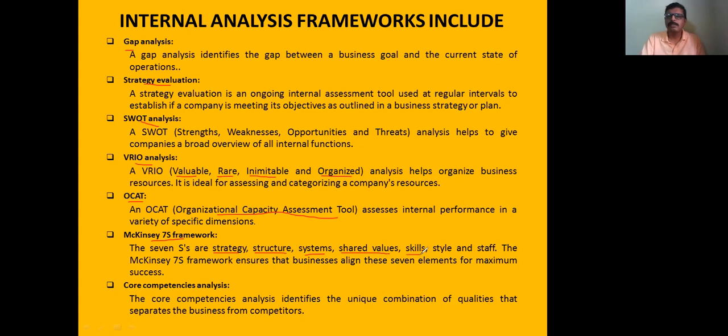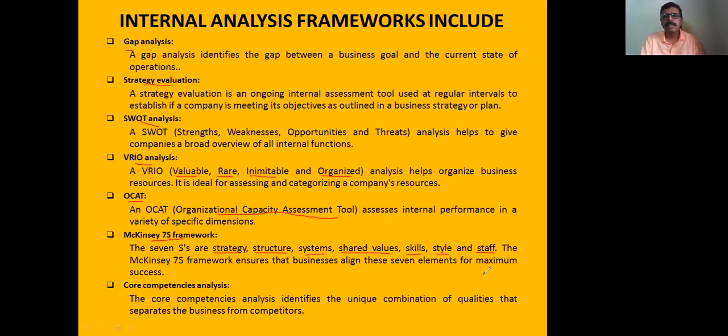Next, skills: whether training must be provided, the HR strategies, or whether performance appraisal needs to be improved and made unbiased. Style: what sort of leadership style and managerial style should be adopted? Staff: how many employees are required, whether technology reduces employee utilization or not, and whether the HR expenses are manageable or not.